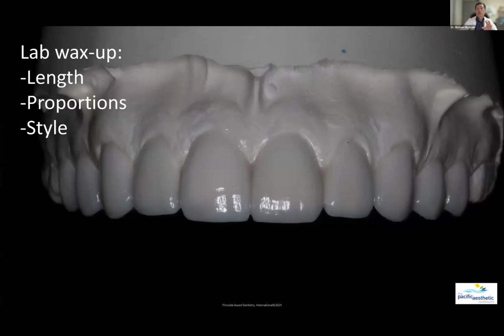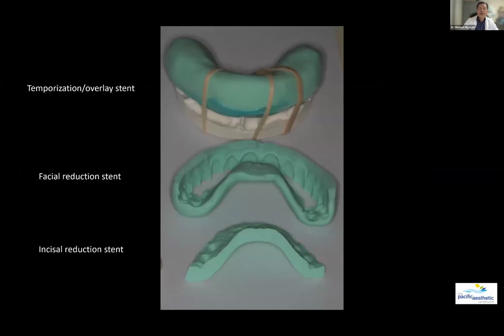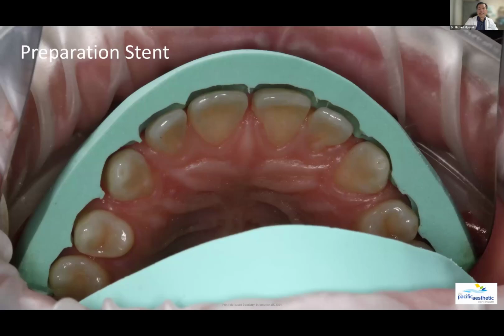So what we do is we take a good impression. We send that impression to a lab like the one that we use at the Pacific Aesthetic Continuum, and they give us back a gorgeous diagnostic wax up. Really, really nice incisal embrasures and facial embrasures, nice tooth form, and they make a putty stent over that. And they send me back three types of stents. One is so I can make a temporary, or I can do an acrylic overlay over the patient's teeth before we prep them. One is so we can see the needed facial reduction, and one is so we can see the needed incisal reduction.